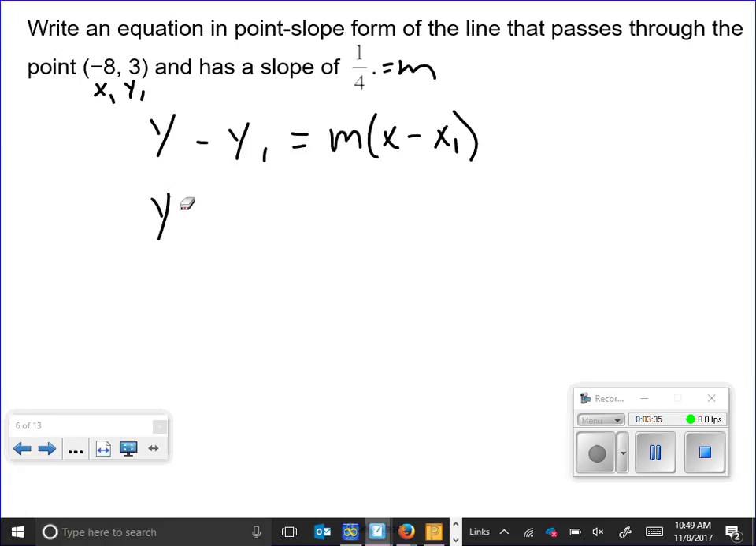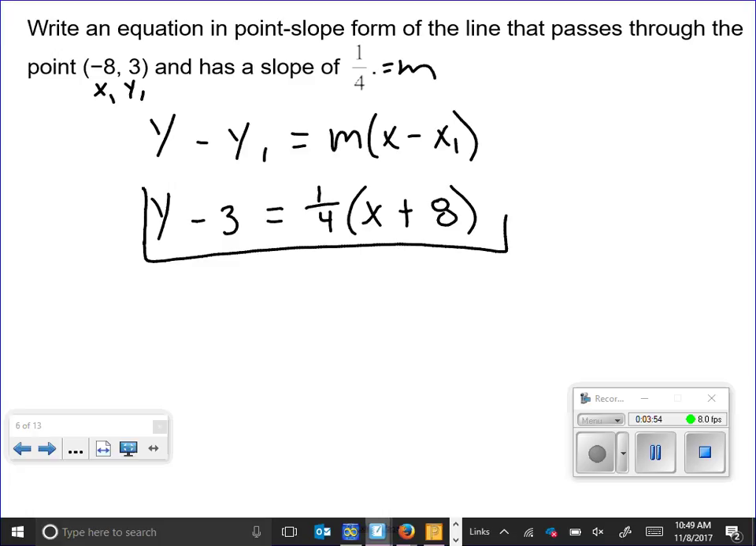Y and x are always going to stay the same, but we're going to have y minus 3 equals 1/4 times x minus -8, so we're going to change this to +8, because minus and negative is plus. There we go. This is point slope form. We're done. That's all we need to do. Now, we're going to get to a point where we may be asked to change this into slope-intercept form. We're going to talk about that when we get there. Okay.